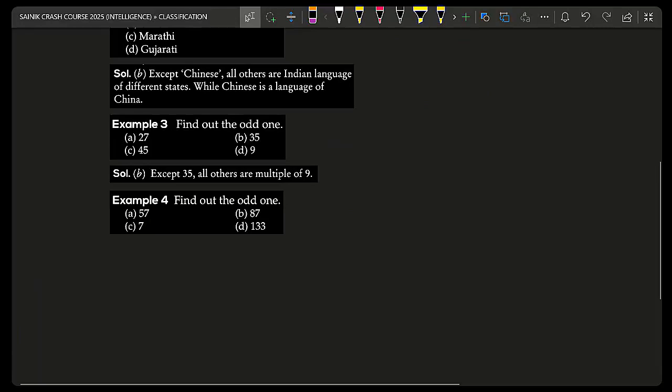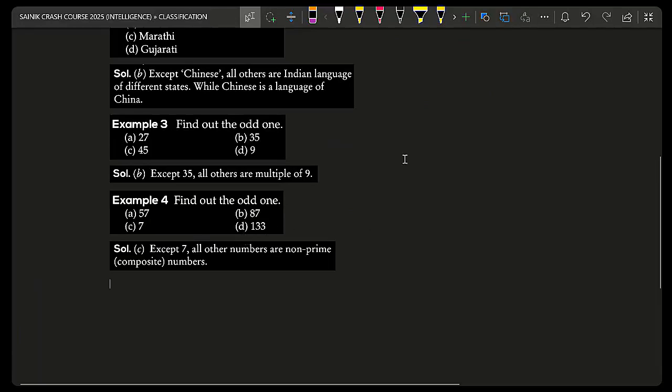So let us see what is the correct answer. The correct answer is except 7, remaining all are composite numbers, but 7 is the only prime number. So except 7, you can see 57 is divisible by 3. 87 also divisible by 3, and 133 is divisible by 7, but 7 is a prime number. So this is about number analogy, number classification.